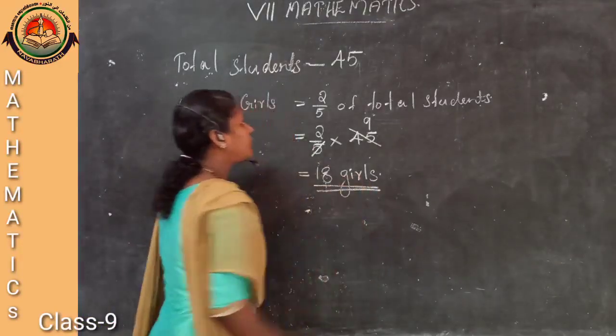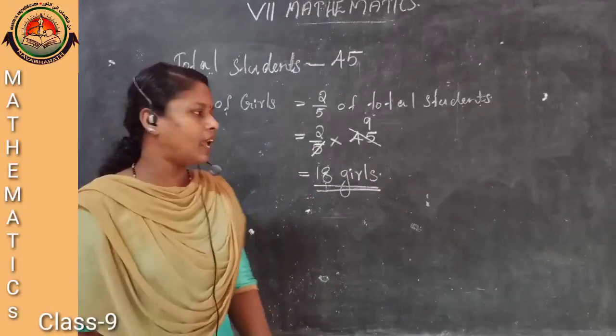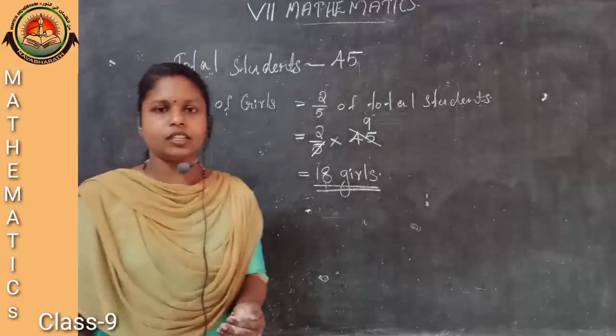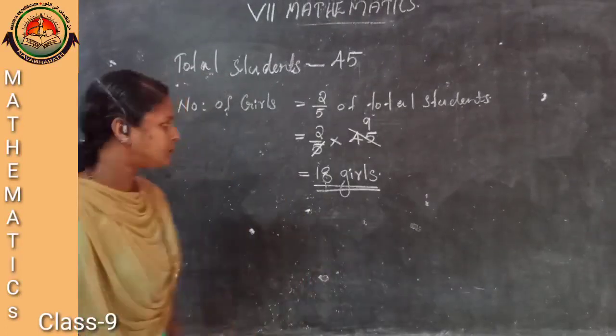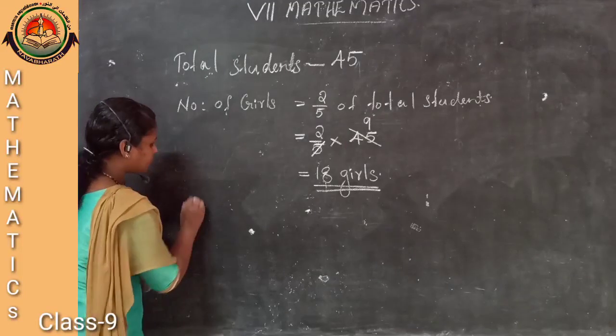Listen, total students 45 and girls 18. Then how can we find the boys? Number of boys.